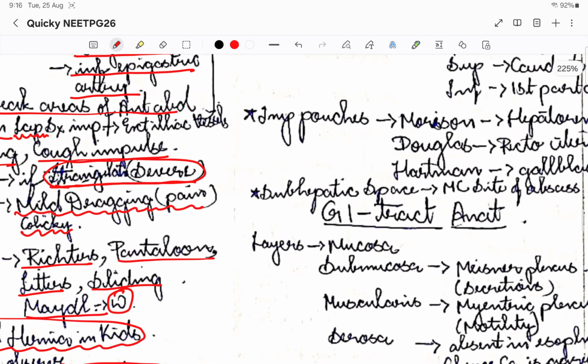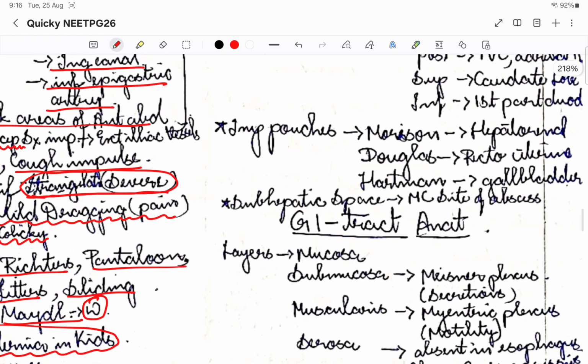The important pouches I'll teach you. There are some important spaces that we are supposed to know. That is Morrison's pouch, which is the hepatorenal pouch. All these pouches are there, right? Here abscesses and collections of fluid might happen, so that is why it is important to know these pouches during an ultrasound. This is what we look for.